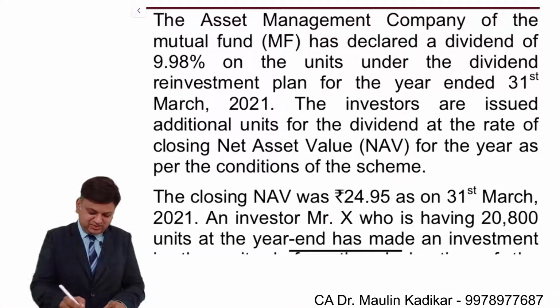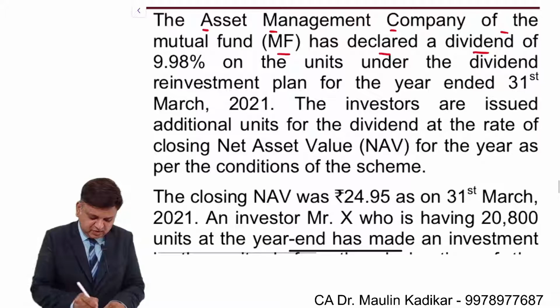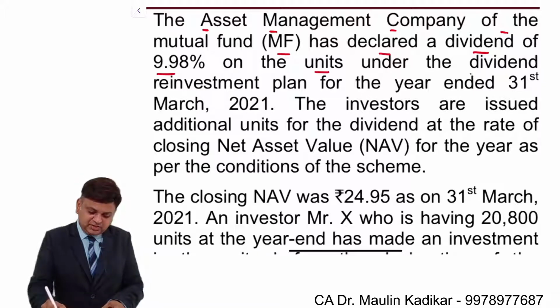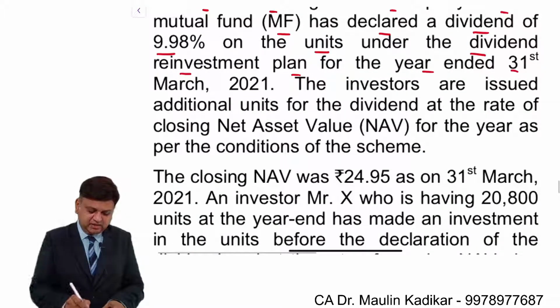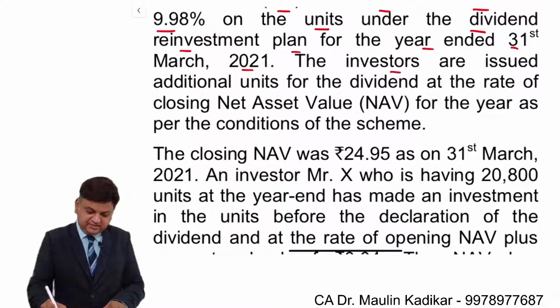Let us see the next question. The asset management company of the mutual fund has declared a dividend of 9.98 percentage on the units under dividend reinvestment plan for the year ended 31st of March 2021. The investors are issued additional units for the dividend at the closing NAV for the year as per the conditions of the scheme.